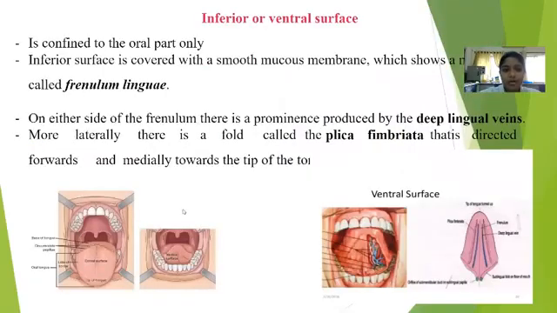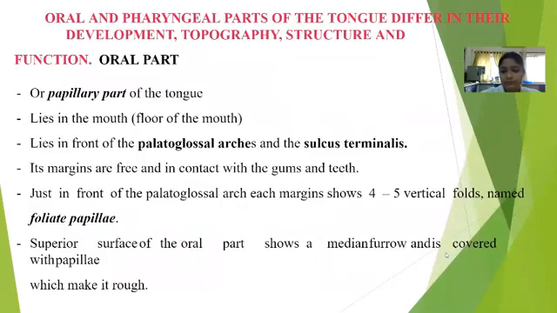So, the inferior surface or lateral ventral surface is confined to the oral part only. The inferior surface is covered with smooth mucous membrane, which shows a fold called the lingual frenulum. On either side of the frenulum, there is a prominence produced by the deep lingual veins. This is the deep lingual vein. More laterally, there is a fold called the plica fimbriata. This is the plica fimbriata, which is directed forward and medially towards the tip of the tongue.